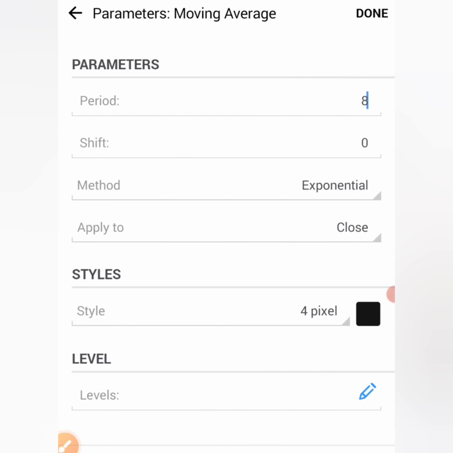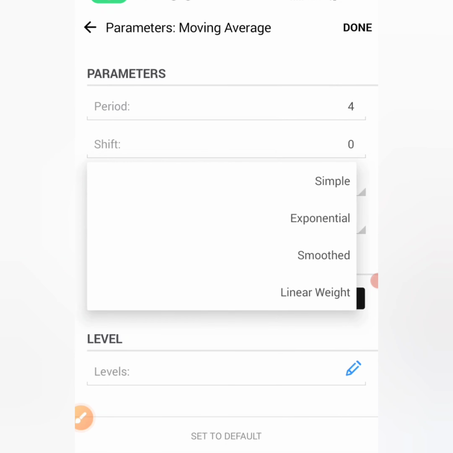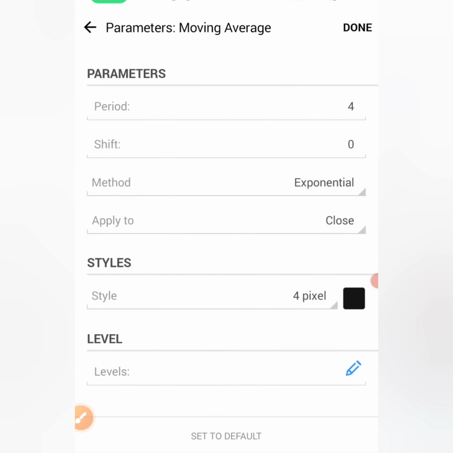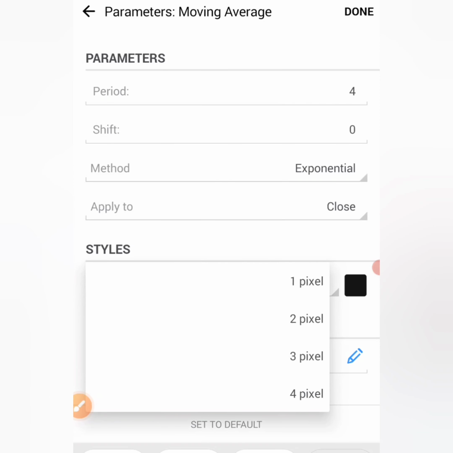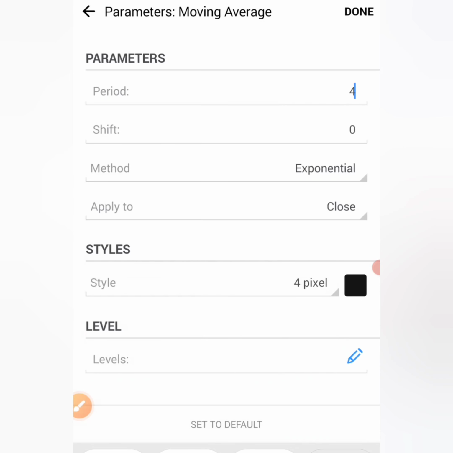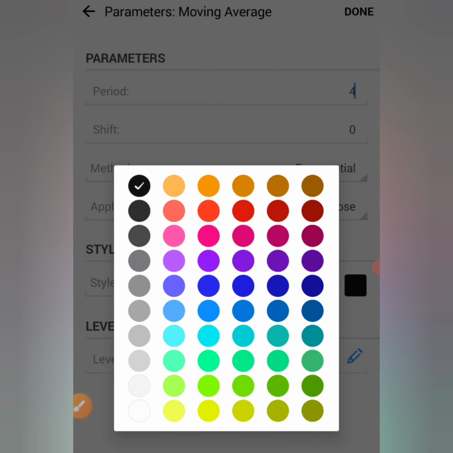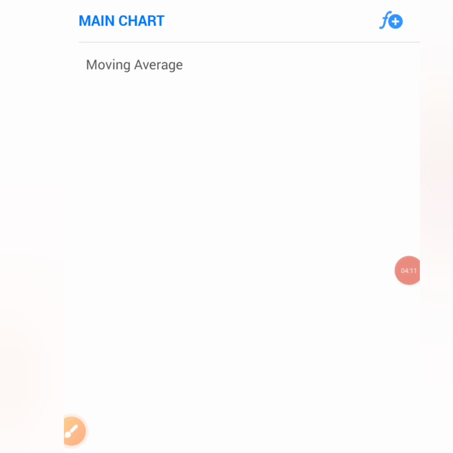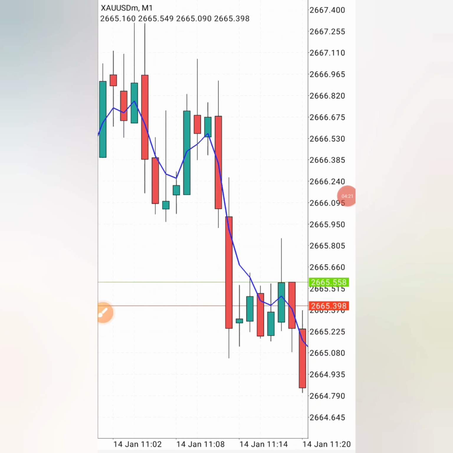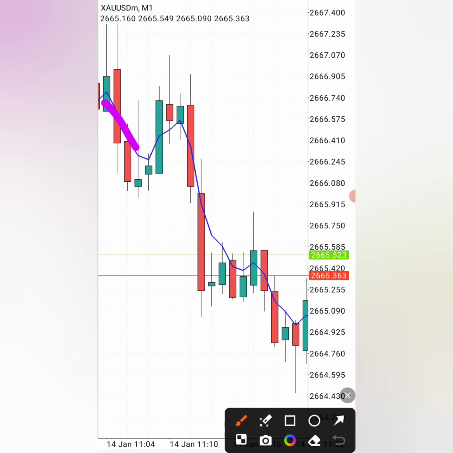On the first moving average, on period, change it to 4. Then come to method. On method, you have to select exponential. Then come to apply. On apply, choose close. Then come down to style. On style, put 4 pixels so that you can be able to see the color that you're going to be choosing. On the color, I'm going to put blue. Then click done.